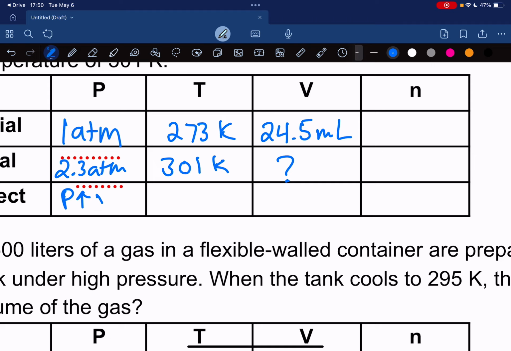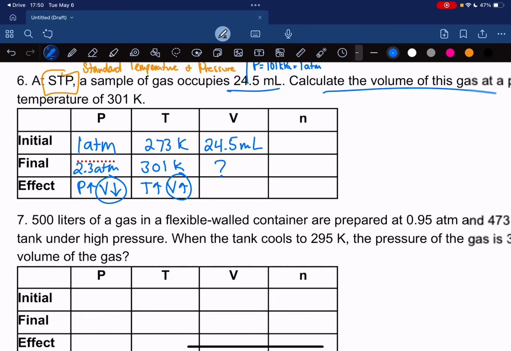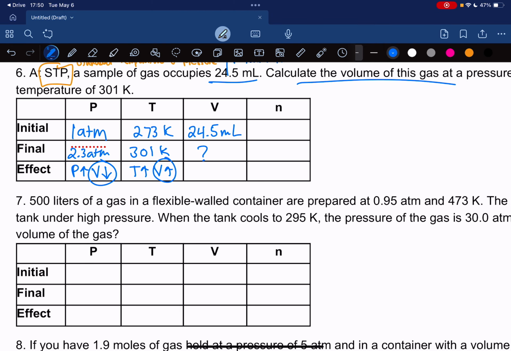When P goes up, I know V goes down. T is going up, that makes V go up. So on one hand I have volume decreasing, and on the other I have volume increasing. That is okay. That is allowed to happen, remember? So I'm going to take my 24.5 milliliters and, just like always, multiply it by 2 ratios.